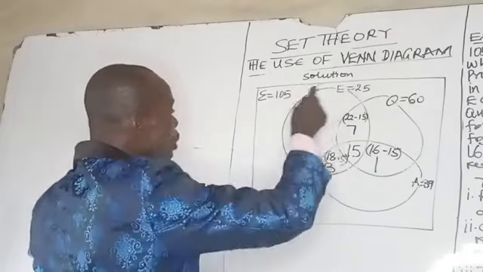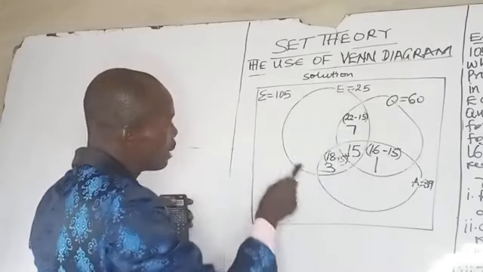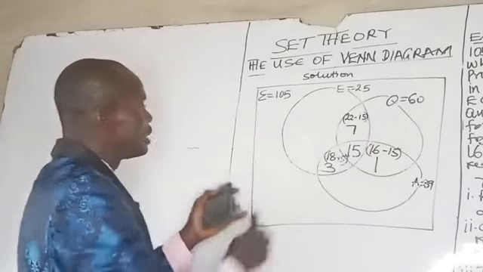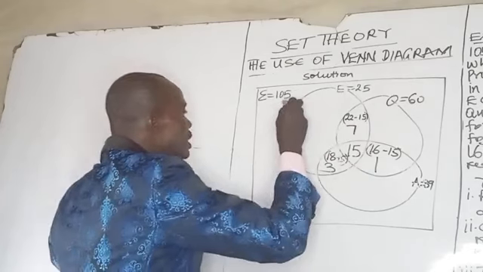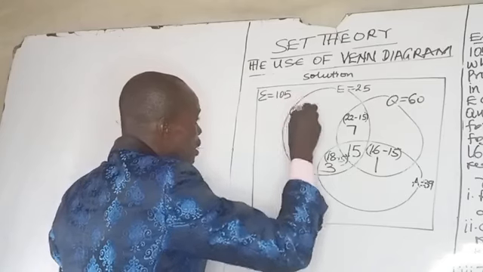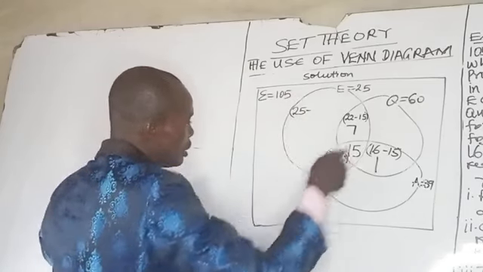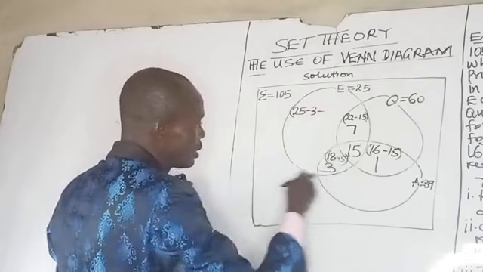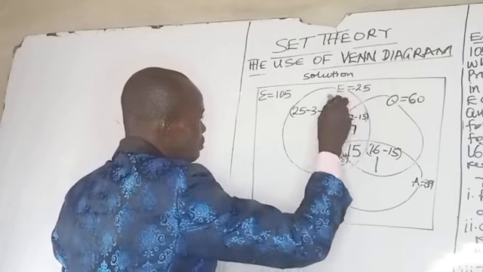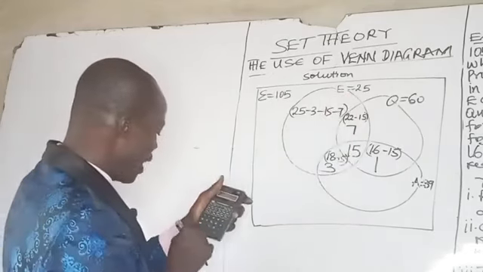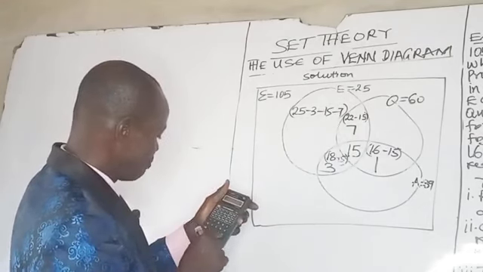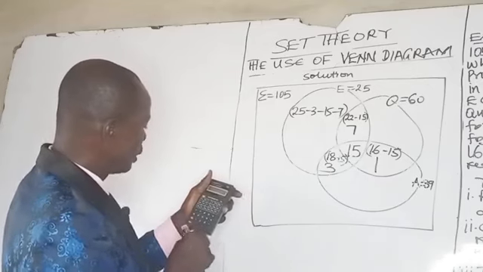Then, remember the whole of this circle. Look at the way I'm moving my hand through it. 3 is part of this, 15 is part of this, and 7 is part of this. Then to get this region, you remove those from it. 25 is the whole of the circle. So 25 minus 3 minus 15 minus 7. Then you are left with 0.